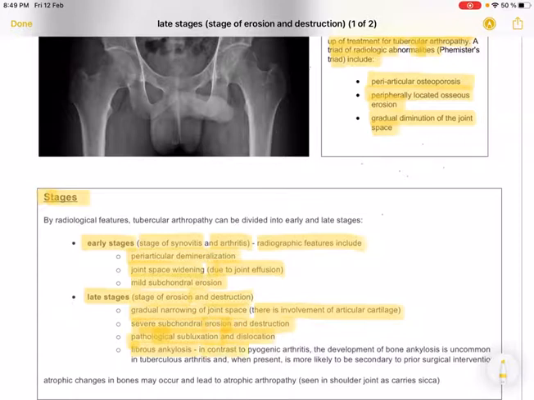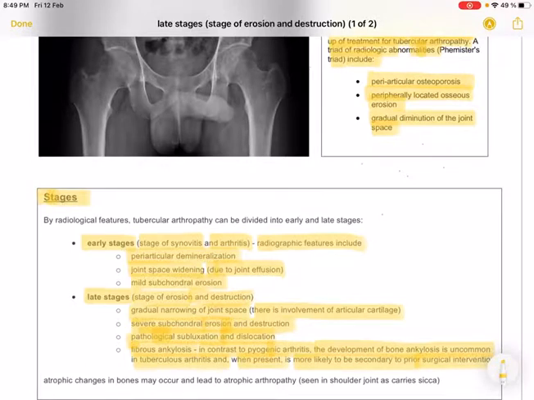So in contrast to pyogenic arthritis, the development of bony ankylosis is uncommon in TB arthritis. When seen, it is likely to be secondary to a prior intervention. So we can see that in case of some prior surgeries, if the joint is then affected, in that condition we can see fibrous ankylosis.